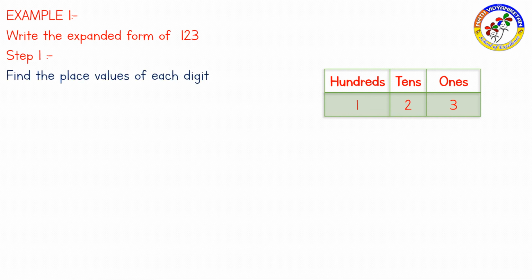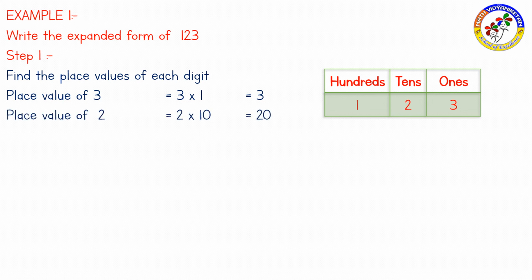Step 1. Find the place values of each digit. Place value of 3 enti? 3 ones place kada? 3 into 1, 3. Place value of 2 is in tens place, so 2 into 10, 20. Place value of 1 is in hundreds place, 1 into 100 is 100.